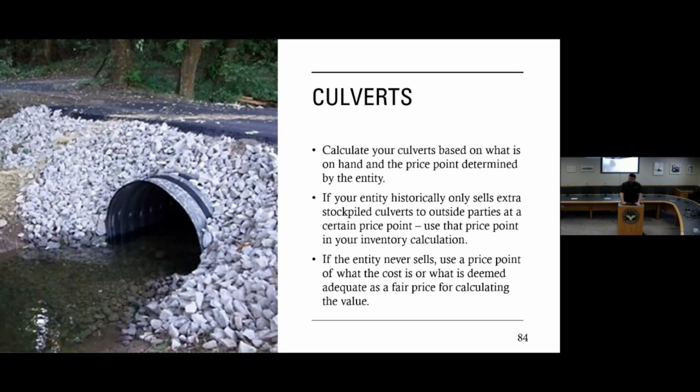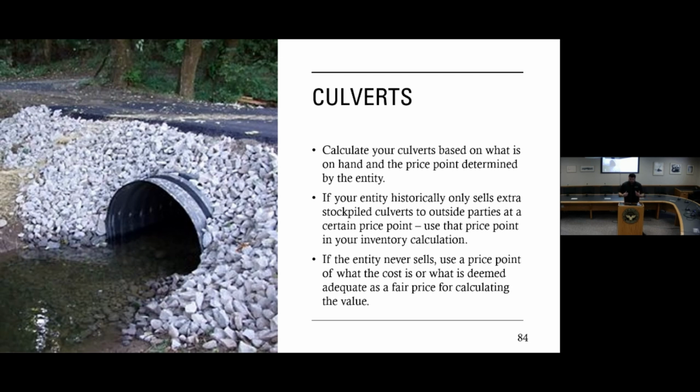Next, you want to calculate your culverts. So it's really the same process. Just do your count, measure it, and then just do what you have historically done. If you historically don't sell any of your culverts to the public, you only use them for your own use, maybe just use the price more at cost. But if you sell half of your inventory to the public, maybe you add a couple dollars to that price to cover admin fees. So then you would want to use that price point for the other half of the culverts.